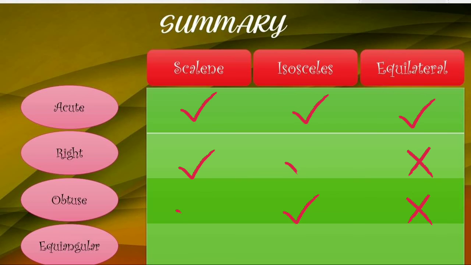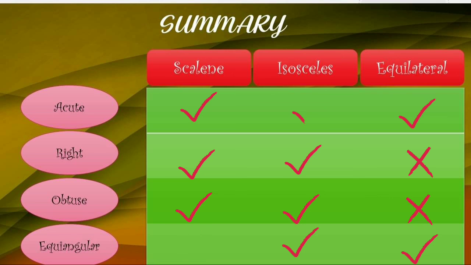Okay? And the last one is equiangular. Pwede ba siyang maging scalene? Of course not. Kasi nga, equilateral ang equiangular. What about sa isosceles? Yes, pwede siyang maging equiangular. Remember, ang ating equilateral ay equiangular. Meron siyang dalawang sides na equal, therefore may dalawang angles din na equal. Okay? And yung last natin ay ang equilateral ay equiangular.